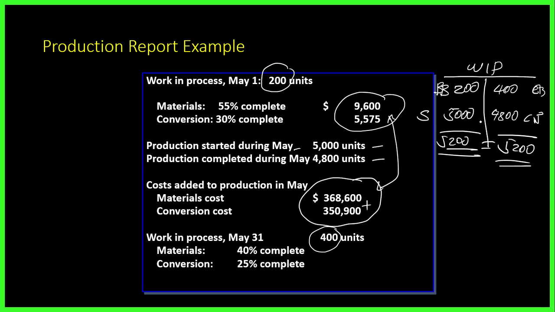Saan pumunta yung cost nito? Beginning at saka yung started. Pumunta siya sa ending at saka doon sa completed and transferred. Okay, now dun sa third part ng cost of production report, yung reconciliation, you just have to prove that the total cost to be accounted for is equal to the total cost as accounted for.